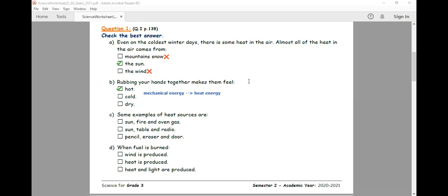Aline, what are some examples of heat sources? Sun, fire, and oven gas. Perfect. These objects provide us with heat. The table, the radio, the pencil, the eraser, and the door do not make heat energy.